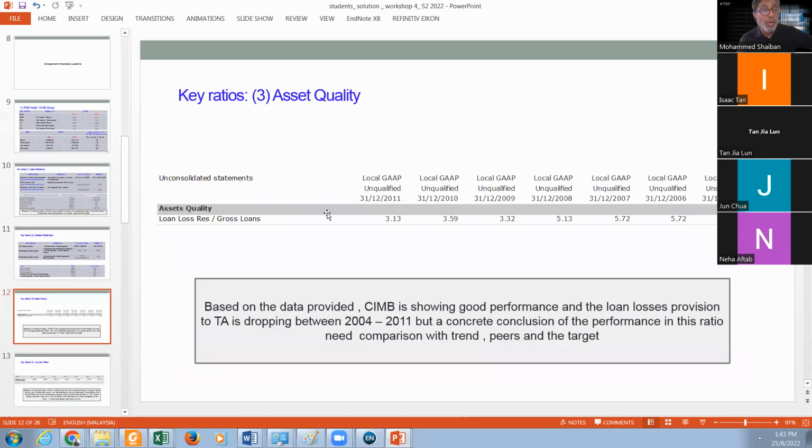Now, the asset quality, what do you think of the asset quality? The asset quality means the loan loss reserve, which is how much we reserve over the gross loans. Is it increasing or decreasing? This is 2005, 2006, 7, 8. Is it going down or up? And is this good or bad? This is why I want you to understand how we manage them.